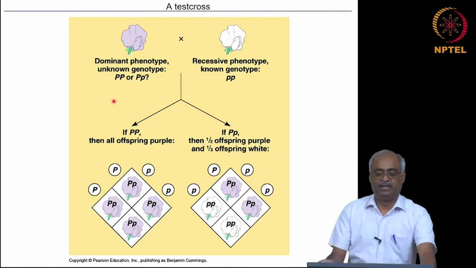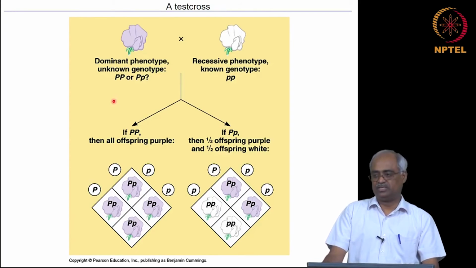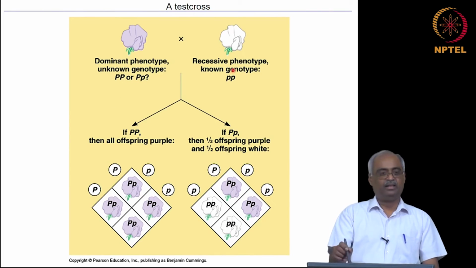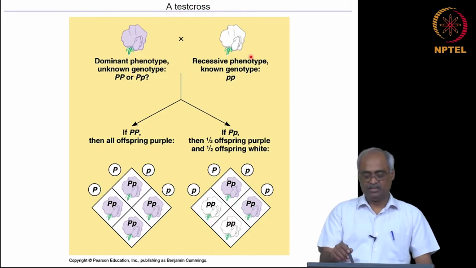So, now to address that, how do you find whether it is capital P capital P or capital P small p, that is where you do a test cross. A test cross is when you have an organism displaying the dominant phenotype, and you want to find out whether its genotype is homozygous for the dominant allele or heterozygous for the dominant allele. To address that, you do a genetic cross with a parental phenotype that is homozygous for the recessive phenotype.